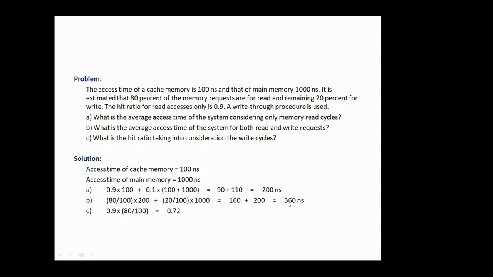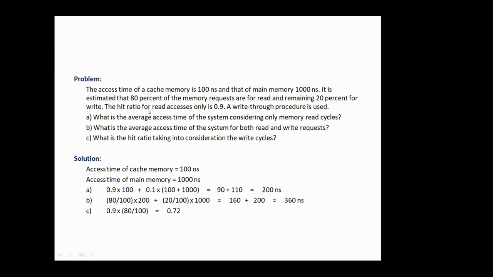So this will be including read and write. The access time will be 360 nanoseconds. Okay, part C. What is the hit ratio taking into consideration the write cycles?